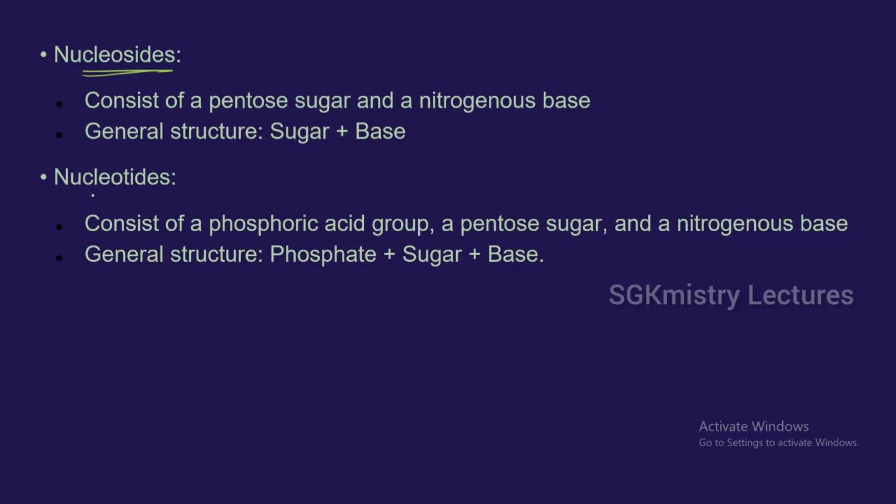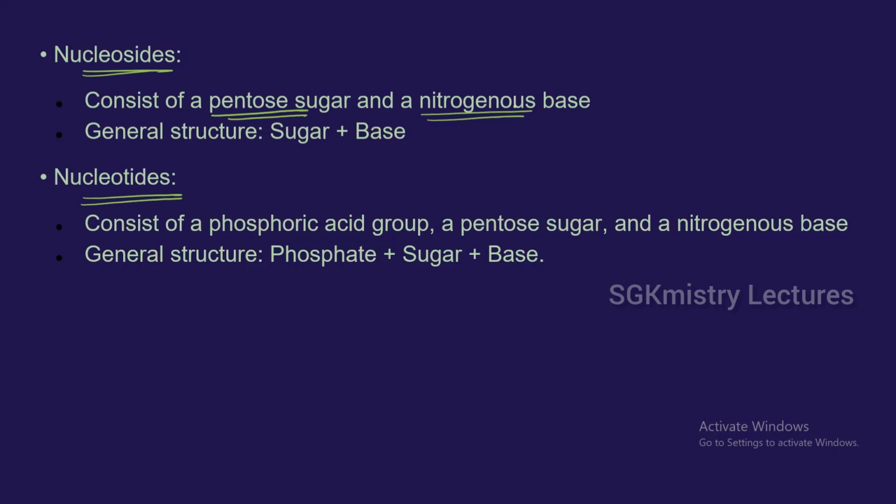Next, coming on to the nucleosides as well as nucleotides. So before that, let us first understand what are nucleosides and nucleotides, and then let us try to write the structure for the same. Now, nucleosides consist of only the pentose sugar and the nitrogenous base. Pentose sugar in the sense it can be ribose in the case of RNA or deoxyribose in the case of DNA. Along with that, there can be the nitrogenous base.